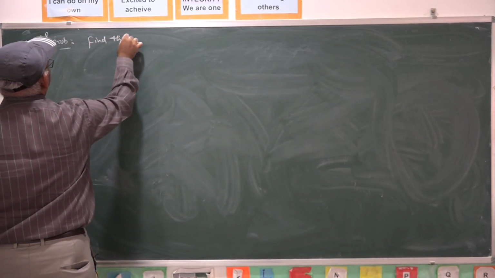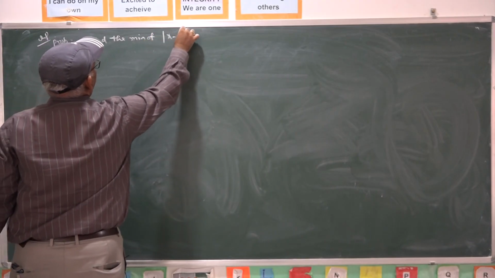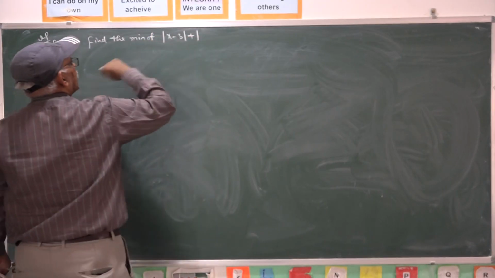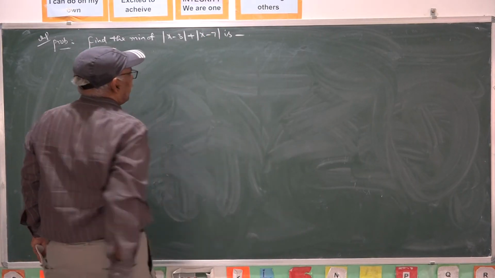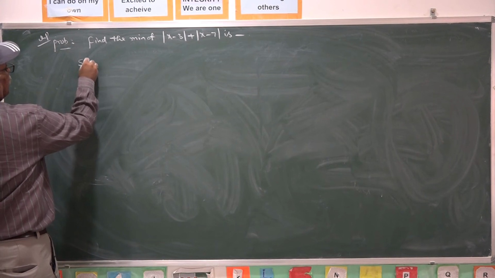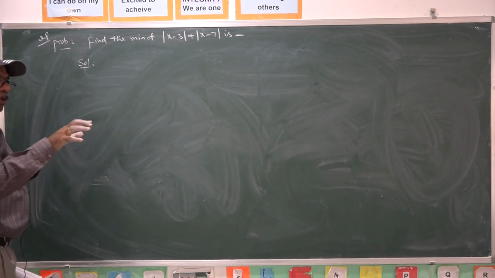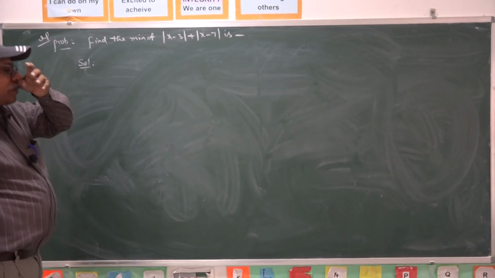Find the minimum of modulus of x minus 3 plus modulus of x minus 7. In such a case, you have to evaluate the modulus function, mod x minus 3 plus mod x minus 7.